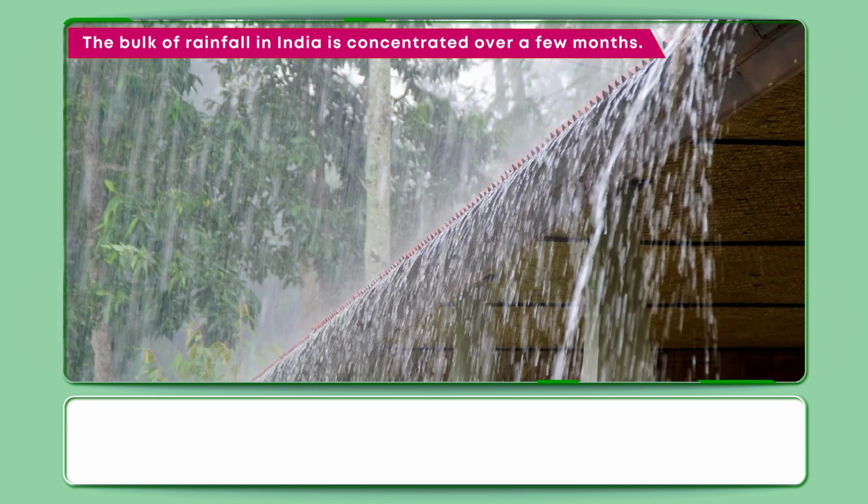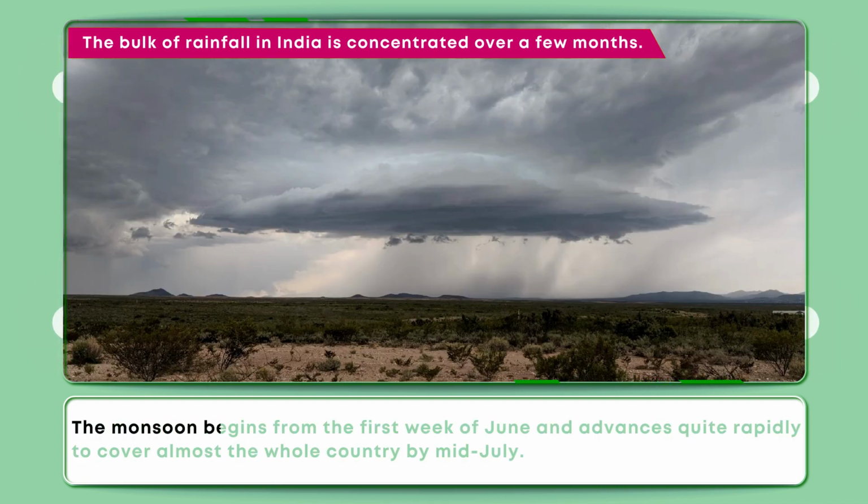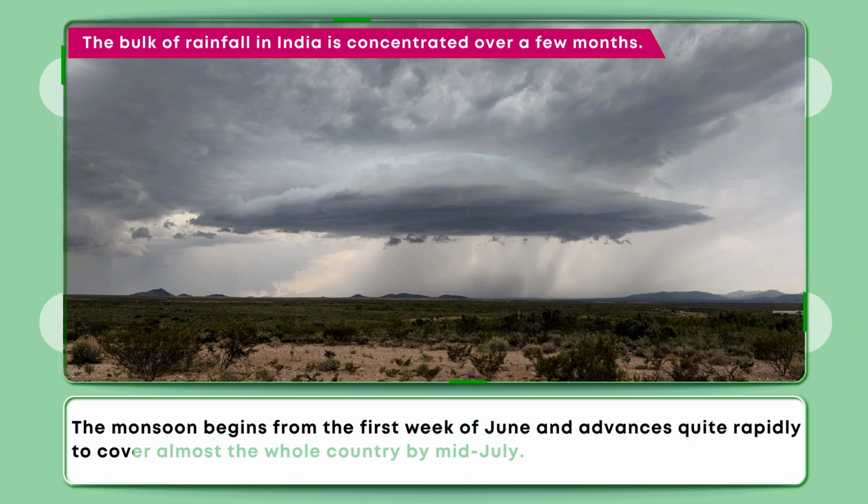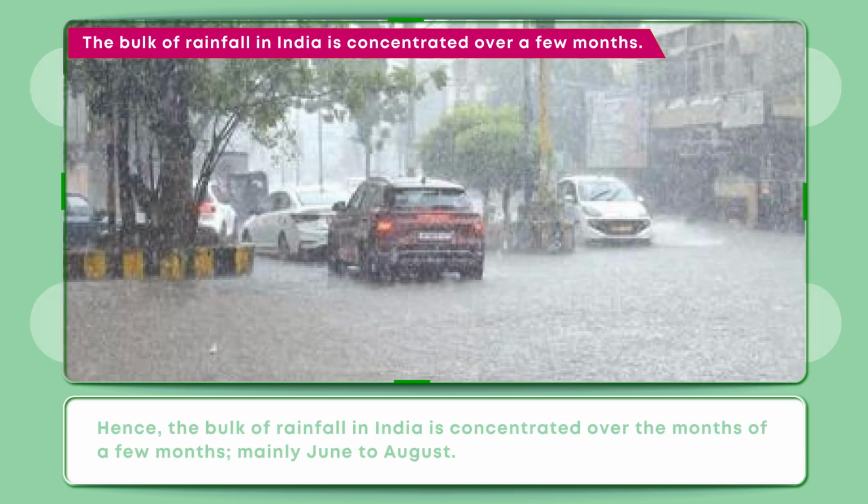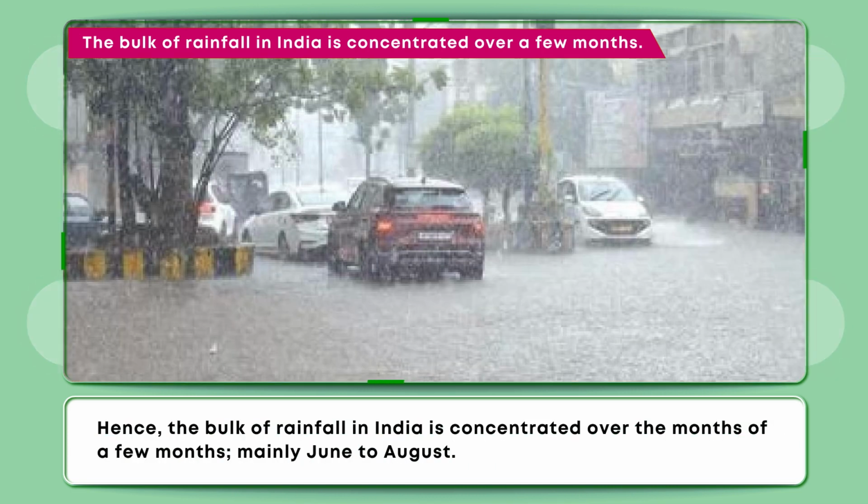The bulk of rainfall in India is concentrated over a few months. The monsoon begins from the first week of June and advances quite rapidly to cover almost the whole country by mid-July. Hence, the bulk of rainfall in India is concentrated over a few months, mainly June to August.